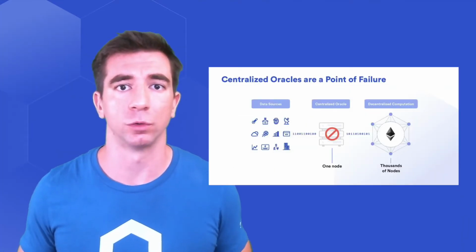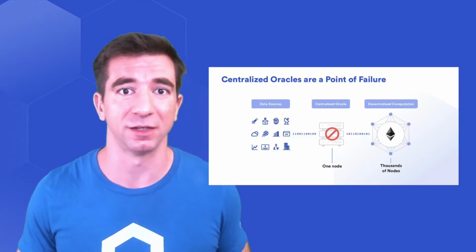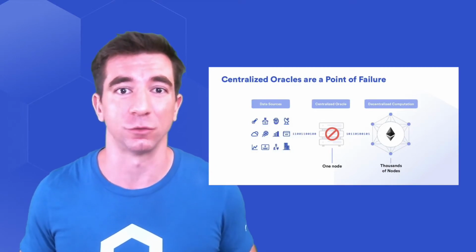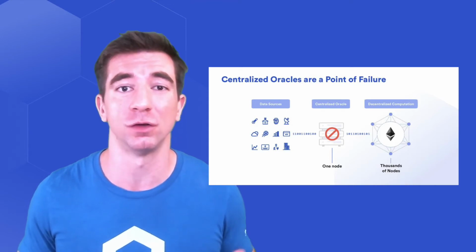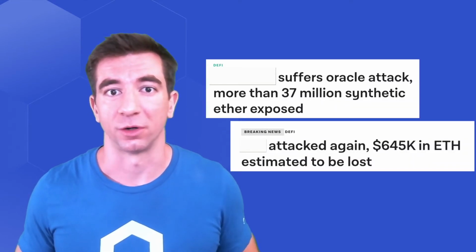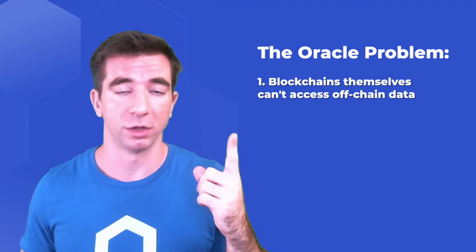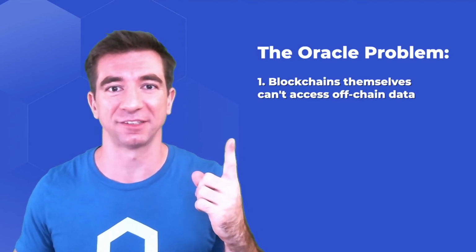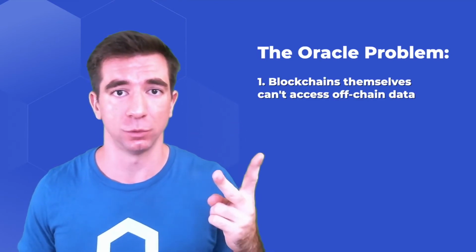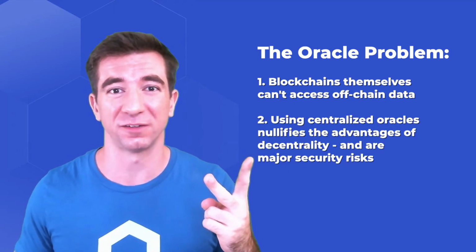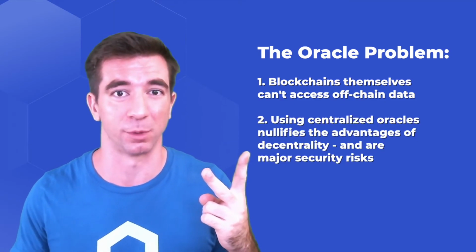A centralized oracle or data source means that that single oracle or data source now has control over the entire execution of your smart contract. And your smart contract is now no better than a regular contract. Even if the centralized oracle has the best intentions, we've seen cases where oracles are hacked and catastrophe has ensued. The oracle problem can be defined as these two pieces combined. Number one, blockchains themselves can't access external data. And number two, using centralized oracles essentially nullifies the decentrality of the smart contract.